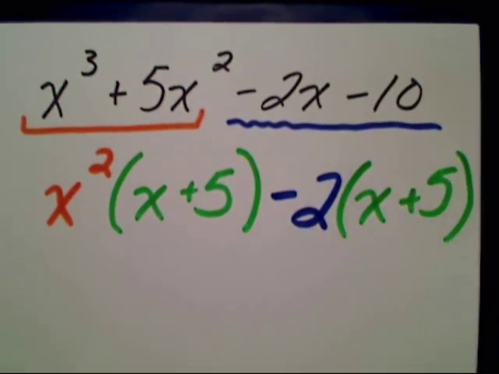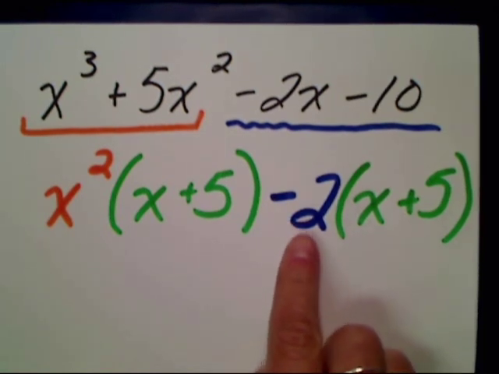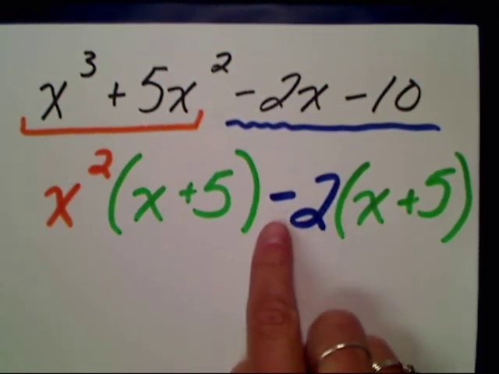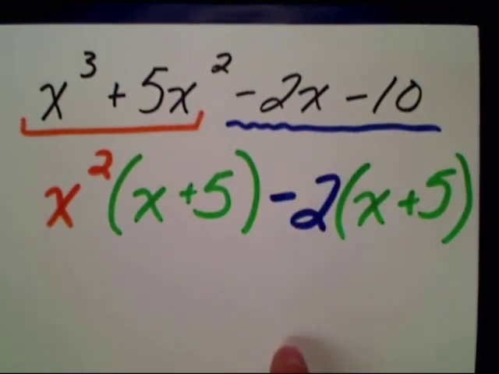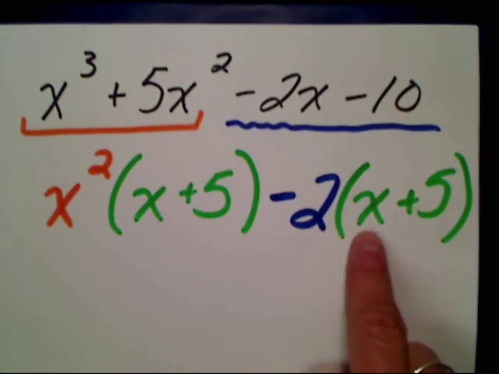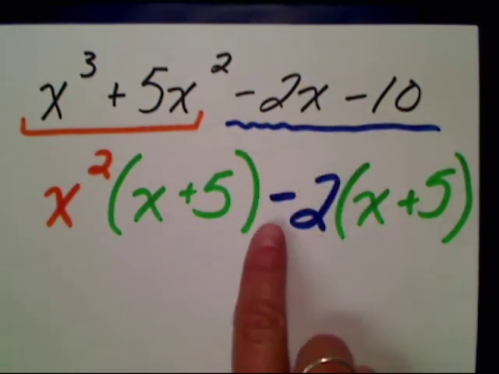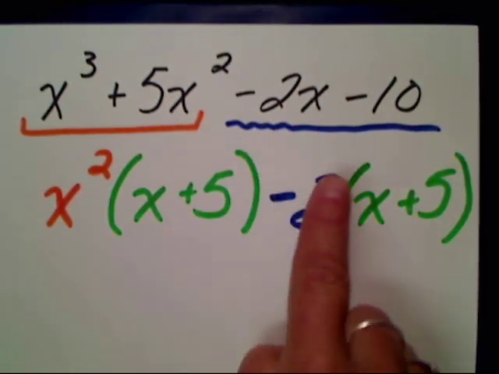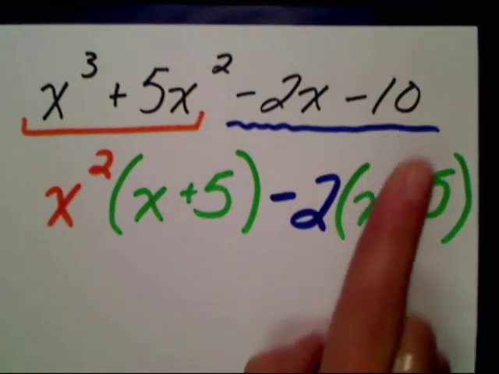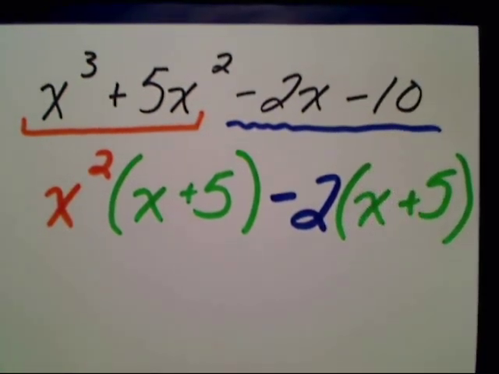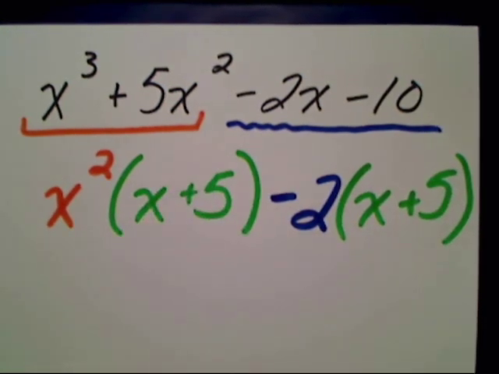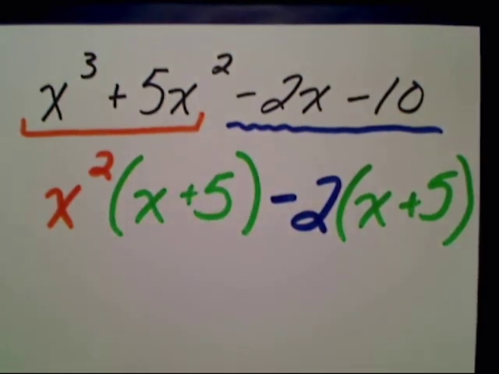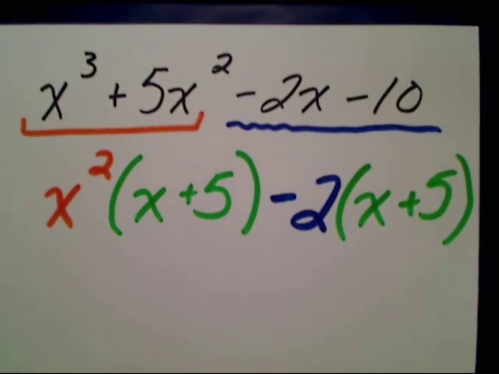Remember that you can always check this by redistributing. This is not a 2 that's being distributed in, as we learned from last week, it's a negative 2. All subtraction can be turned into adding a negative. Negative 2 times x is a negative 2x. Negative 2 times a positive 5 is my negative 10. So it checks out. Once again, now this quantity is the same in both of my terms. It will be. If it's not, you did something wrong.